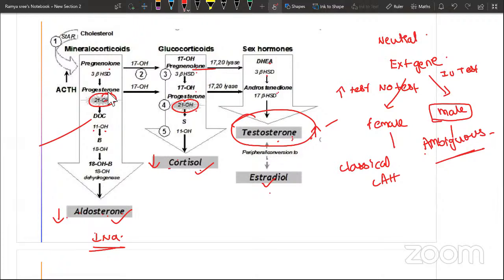And how can you diagnose this? So there will be more levels of 17 alpha hydroxy progesterone because they are getting converted into androstenedione. All pregnenolone and progesterone is becoming 17 hydroxy progesterone. So you'll have more levels of 17 hydroxy progesterone.